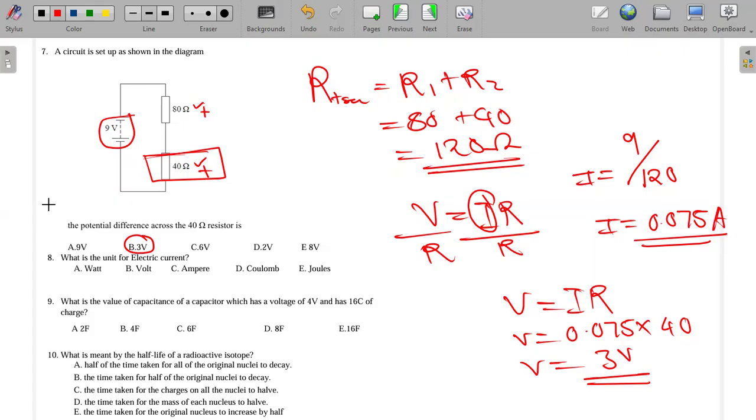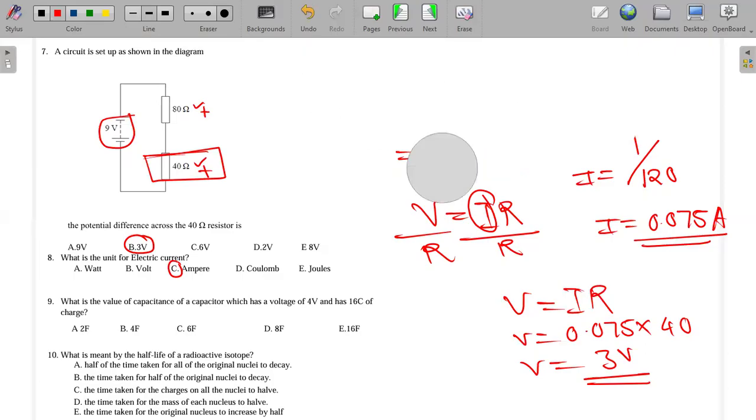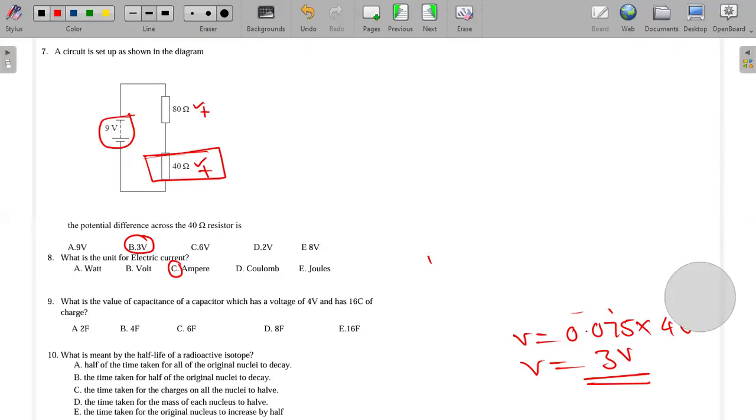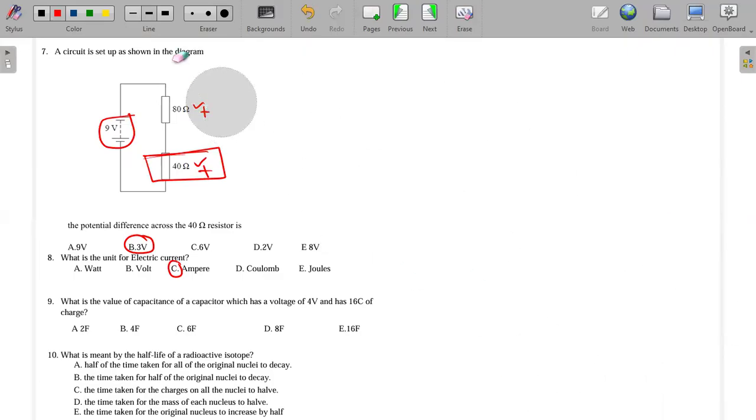Question 8 is saying, what is the unit for electric current? And we all know, I've been mentioning it, the unit of measurement for electric current is the ampere, which is option C in this particular case.